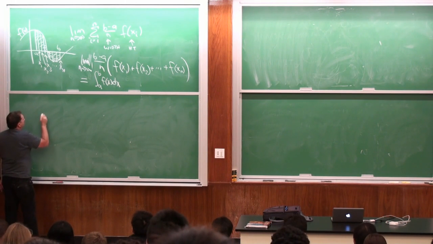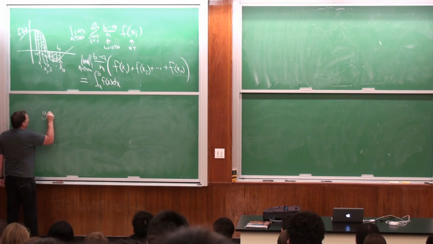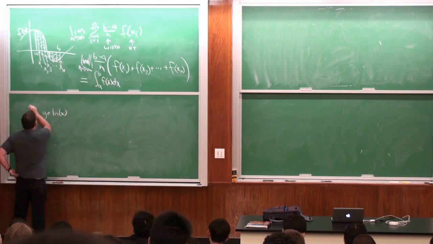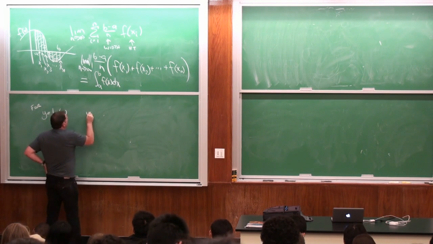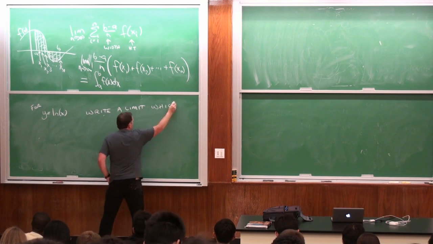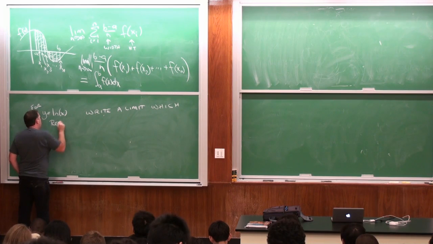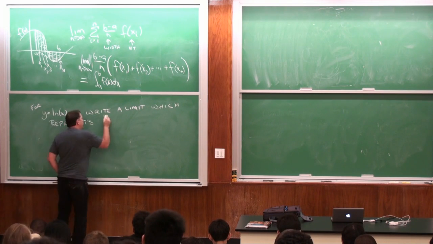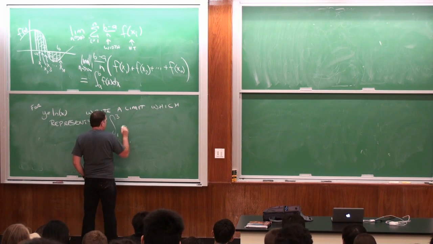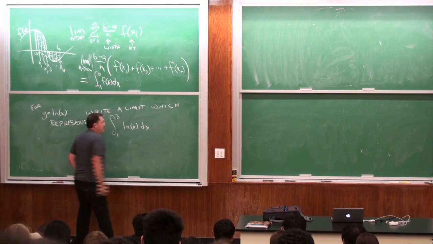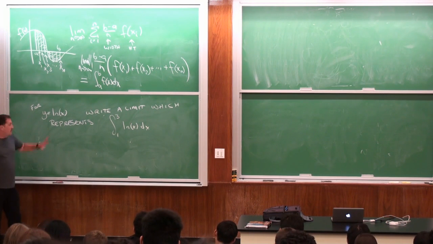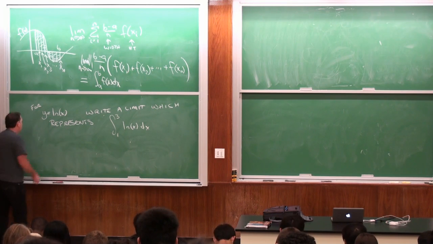So, let's take a specific example. Let's take the function y equals the natural log of x. And I want to write a limit which represents the integral from 1 to 3 of the natural log of x. Okay, this is going to be a quick question. I'm going to give you some choices, you're going to tell me which one's right, and then I'll tell you whether you're right or not.